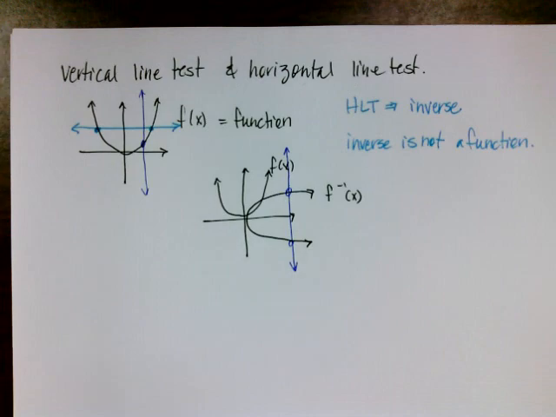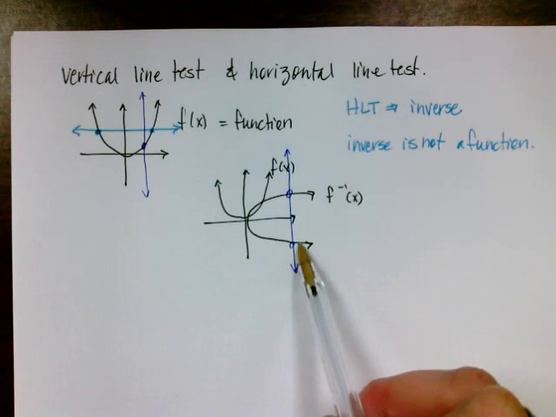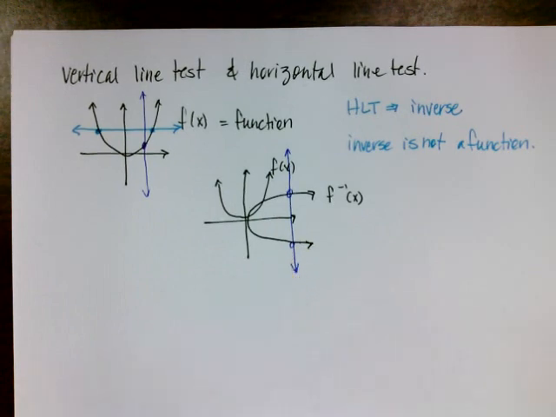So the horizontal line test is done on the original function, and it tells me whether or not the inverse is going to actually be a function. All right, so that's what we use our vertical line test for.